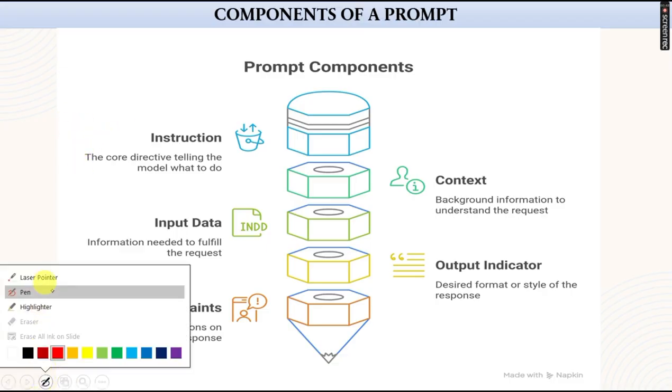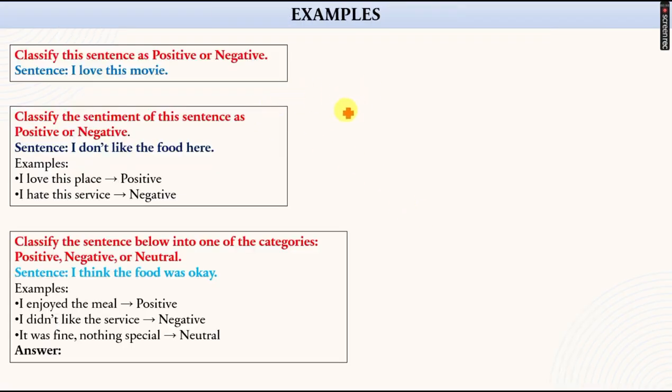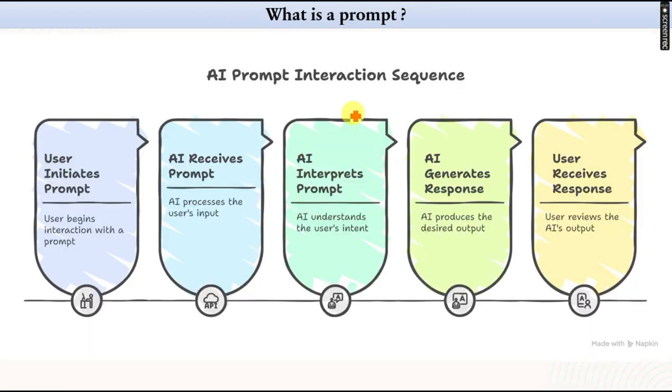We'll cover instruction, input data, context, constraints, and output indicators. And we'll see how each of these can be used effectively with practical examples. We'll also discuss something very important called the AI prompt interaction sequence, which explains what happens between the time you type your prompt and the moment you get a response from the AI.